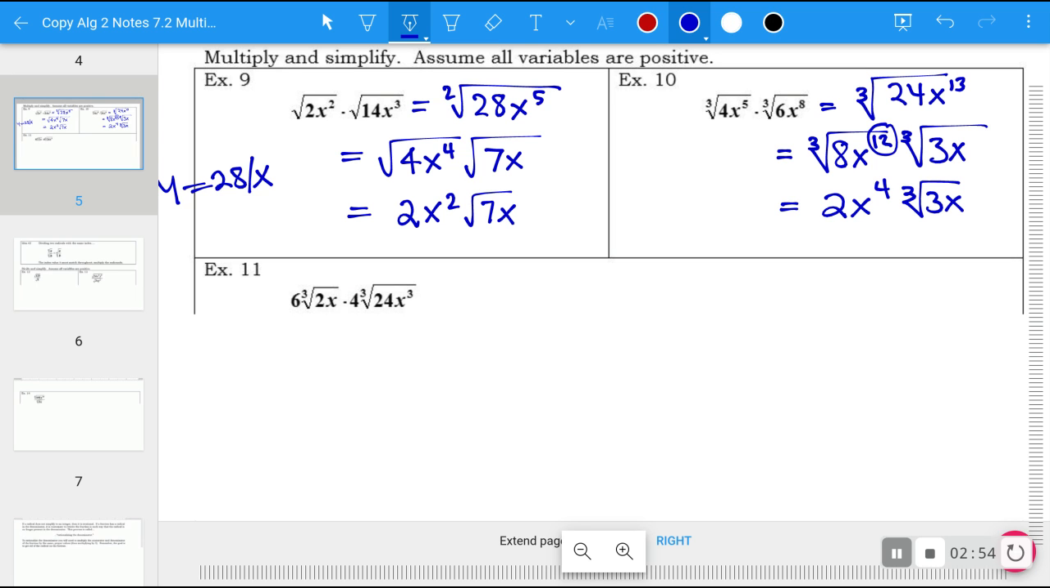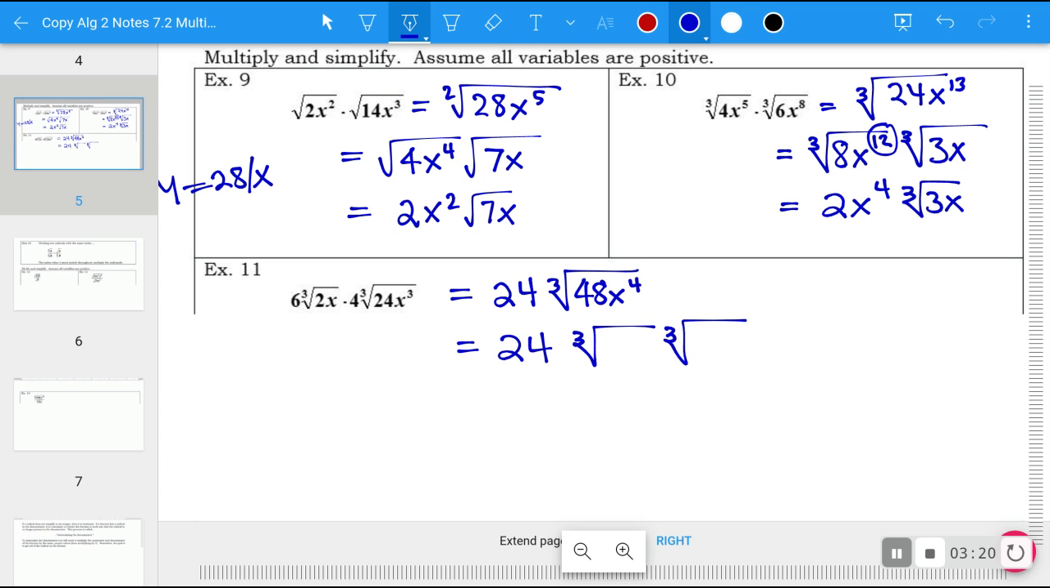Okay, on the next one here, we have on the outside 6 times 4. But we're going to combine the cube roots in the back. And 2 times 24 is 48. And the x times the x to the third is x to the fourth. Okay, so far so good. Let's keep this 24 out here, and we're going to try and break apart this radical.